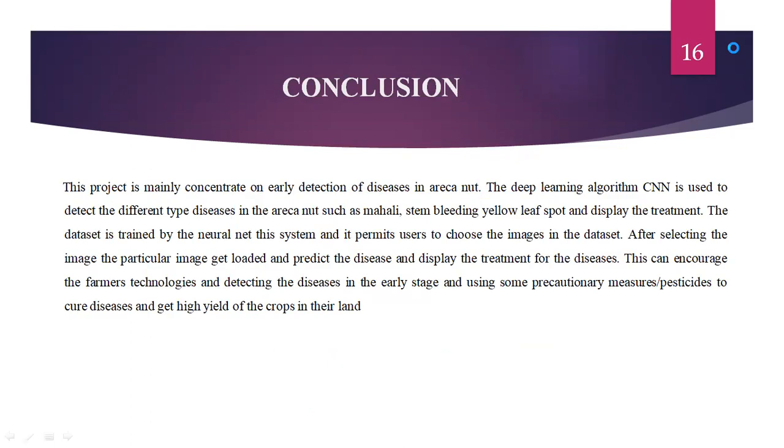Conclusion. This project mainly concentrates on early detection of diseases in the Arecanut. This project work contains 241 images in the dataset. The deep learning algorithm CNN is used to detect different types of diseases in the Arecanut, such as Mahali, stem bleeding, and yellow leaf spot, and display the treatment. The dataset is trained by the neural network. The GUI is designed for this system, and it allows the user to use the images in the dataset. After selecting the image, the particular image gets loaded, predicts the disease and displays the treatment for the disease.